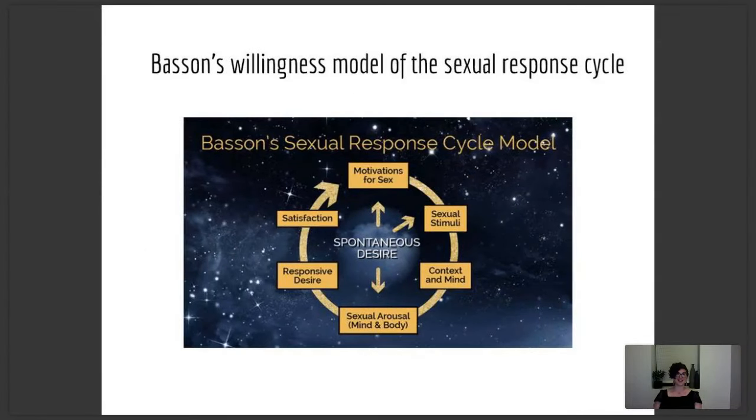So we needed a new model, and Rosemary Basson came up with the willingness model of sexual response cycle. Let's take a look here. It begins with motivations for sex, another language for which is willingness for sex. Then sexual stimuli, taking into account context and where people's mind is at, can lead to sexual arousal. On this model, it's noted that arousal is both physiological in the body, but it also happens in your mind too, and that's important. And then comes responsive desire. That's like the fifth step in this model, as opposed to the first step in the other model. And then it leads to satisfaction. And we see here spontaneous desire is there in the middle, and it could come in at any point, including the beginning.